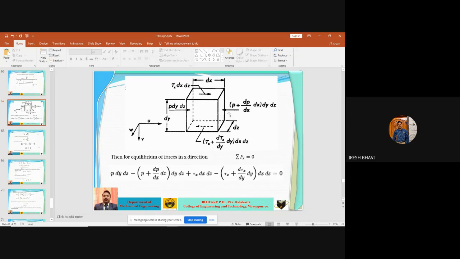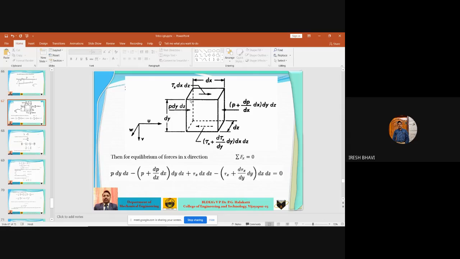Similarly, forces acting on the top and bottom plane in x direction are shear stresses. Okay, these are the normal stress forces, and these are the shear forces. What is the shear force? Shear force is shear stress into area. Area is again dx into dz. The area on which this shear stress, parallel stress, is acting is dx into dz. So tau x into dx into dz. We are taking all the forces that are acting in x direction only.